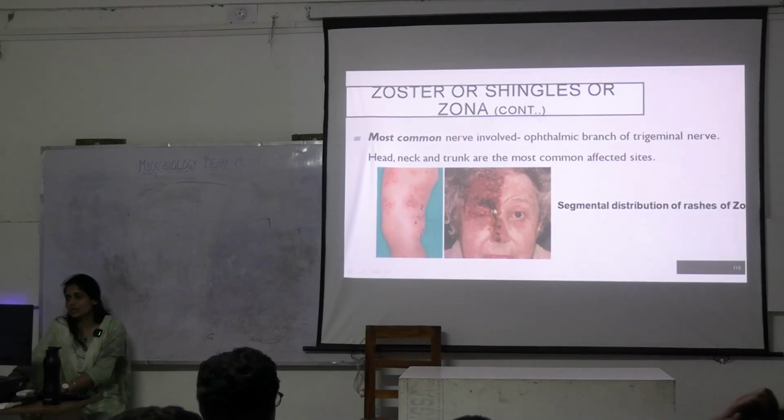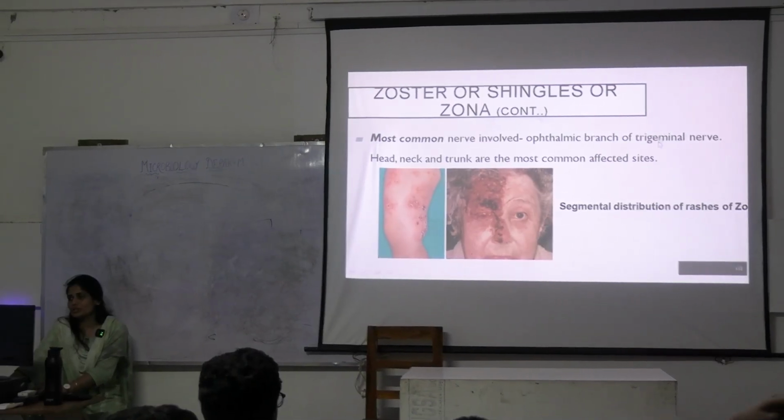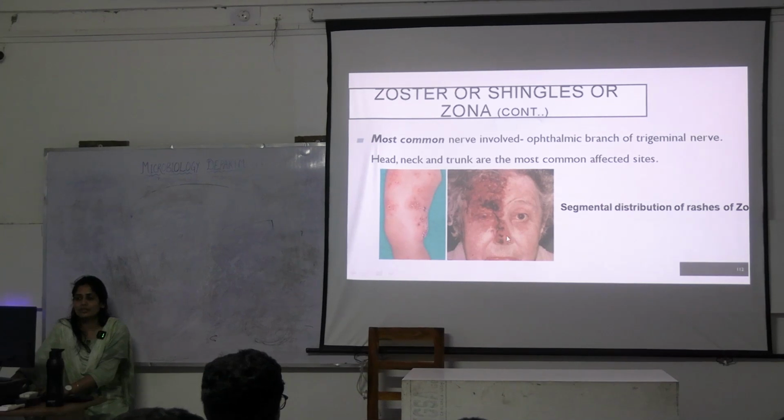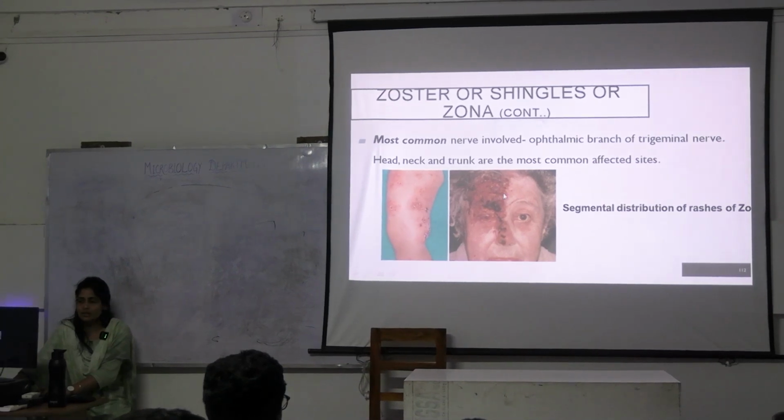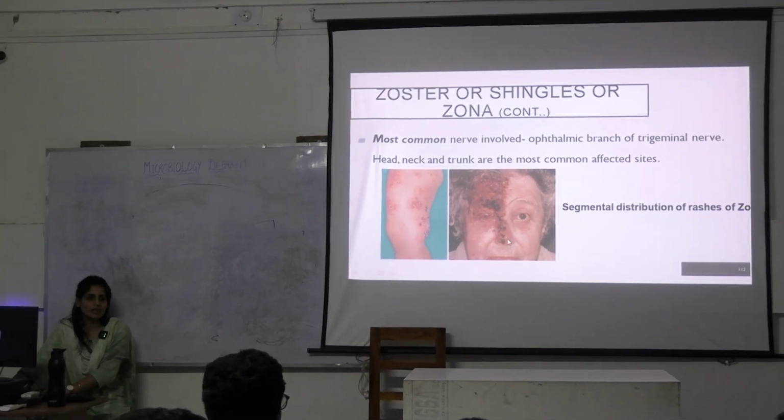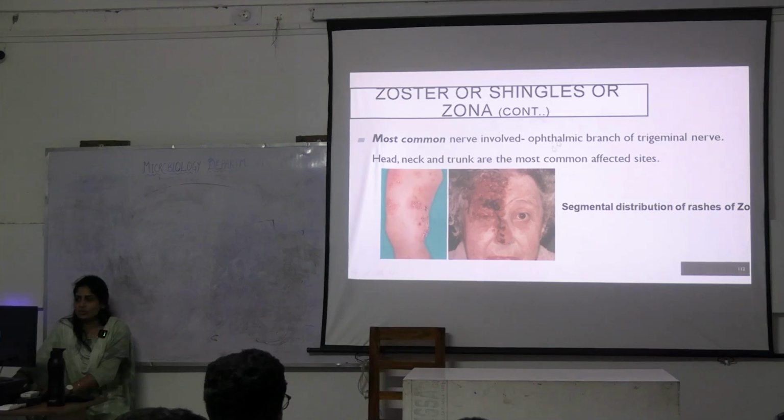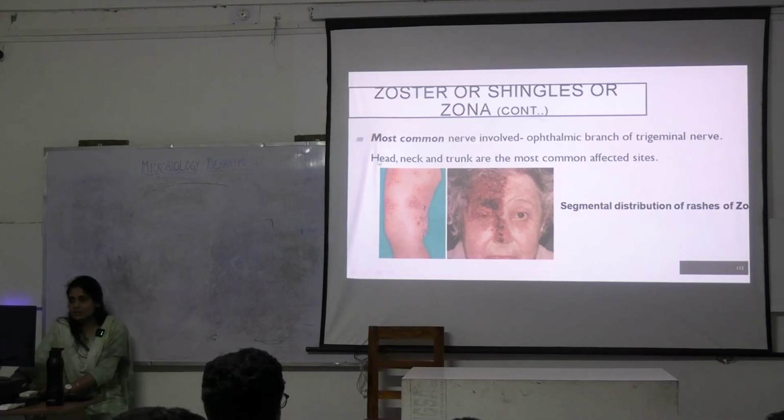Here, the ophthalmic branch of the trigeminal nerve is involved. So wherever this nerve is supplying, that region you will see has developed rashes. Okay, so only one ganglion is involved. This has a nervous spread. So you will see this is how it is commonly manifested. What do we call it? Zoster or shingles. This is reactivation of the varicella zoster virus.